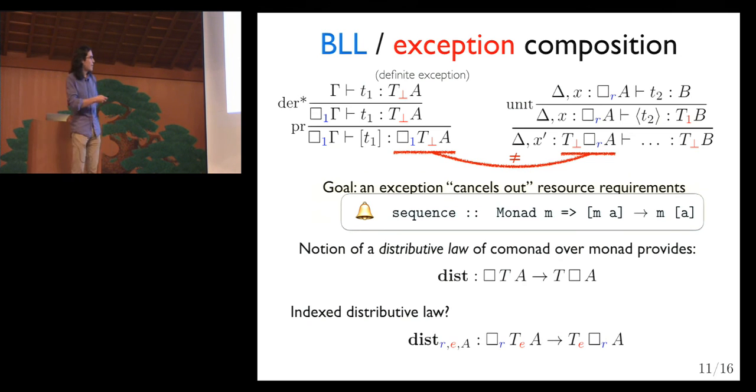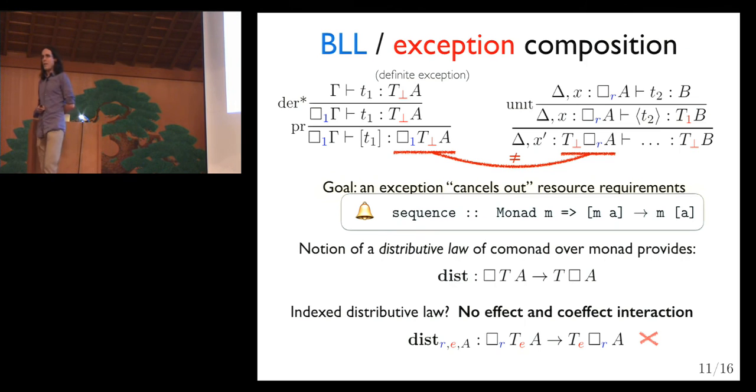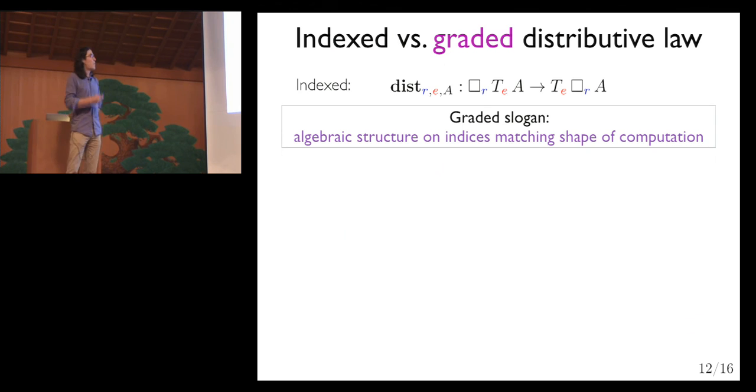So we could imagine trying to have an index distributive law. But this still isn't enough because r over here is equal to 1. We've got 1 and r, so this isn't going to provide us any effect and coeffect interaction. It doesn't describe this interaction for us. Now let's remember our graded slogan. We want algebraic structure on the indices that matches the algebraic structure of the computation, of its semantics. So if we've got a distributive law in our computation, in our semantics, well, we should have a distributive law between the monoids that describe effect composition and coeffect composition.